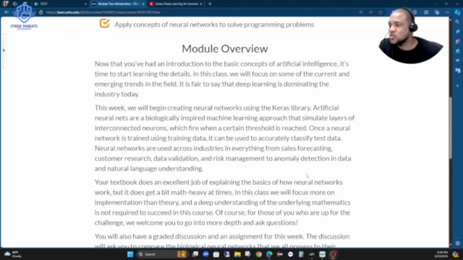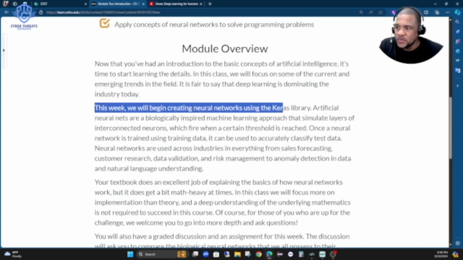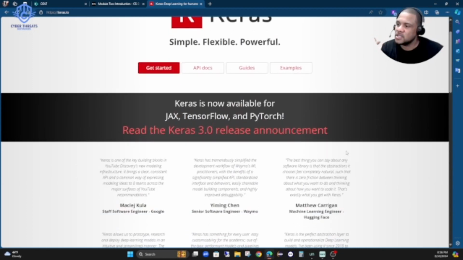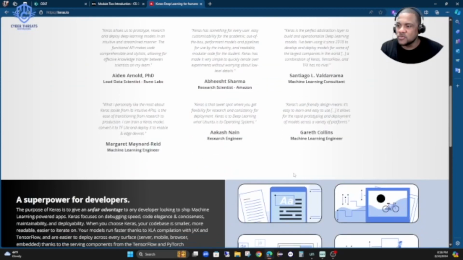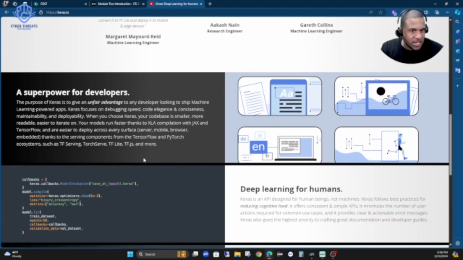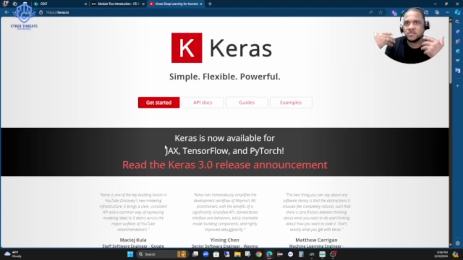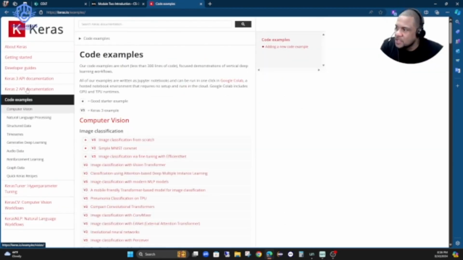So this week, as mentioned right here, you will be creating neural networks using the Keras library. You can go to the website, Keras.io, and start looking and reading about it: how they use TensorFlow, PyTorch, JAX. You can read more about how Keras actually works, what it is used for in deep learning, its purpose, and how you can try to imitate the human brain, or the neural network, and simulate that in a machine learning model. So start looking into this. Go to this website and read.